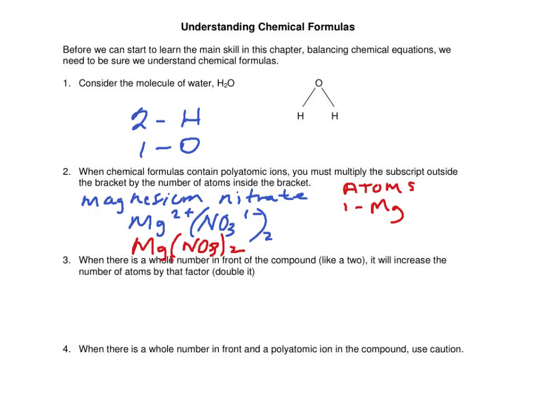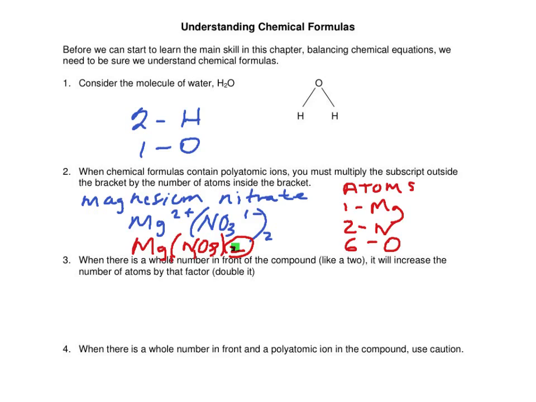The nitrogen and the oxygen are both inside of a bracket with 2 on the outside. So although there's one nitrogen per nitrate, because there's a 2 on the outside, that 2 will in fact double everything on the inside. So our compound contains 2 N's, and in fact it contains 6 oxygens. 3 times 2 is 6. Grand total of 9 atoms.